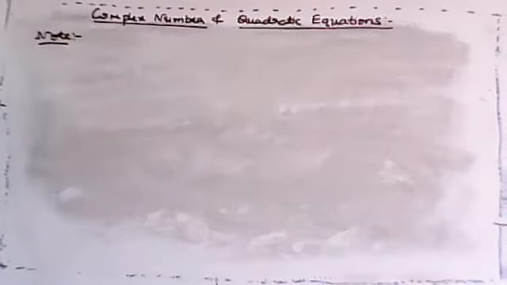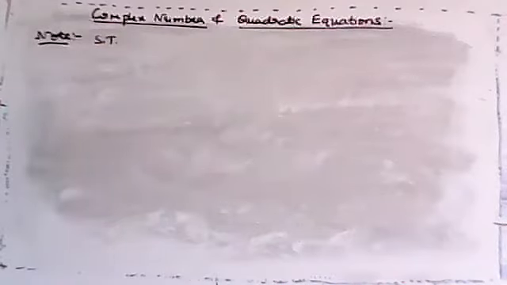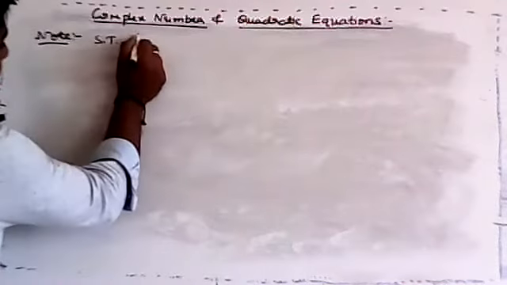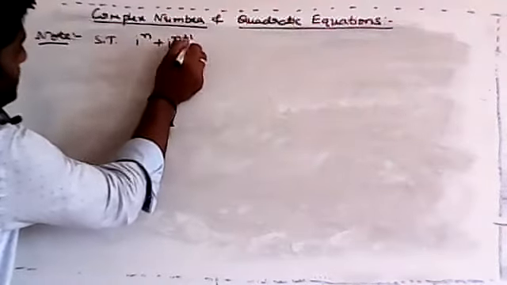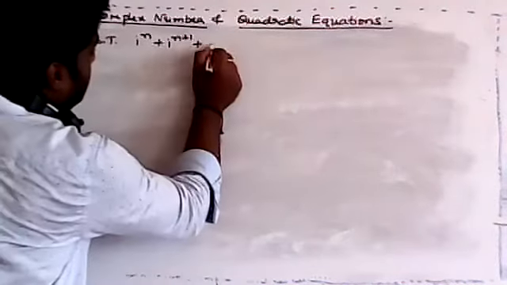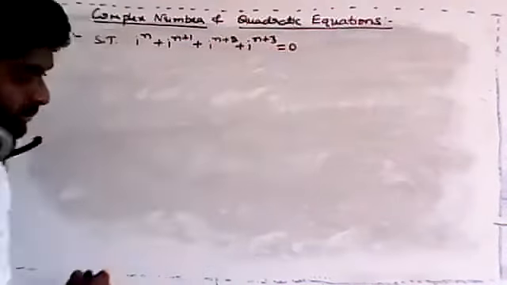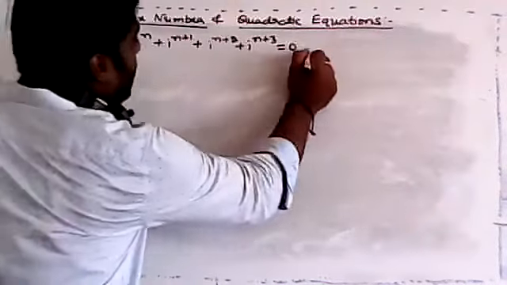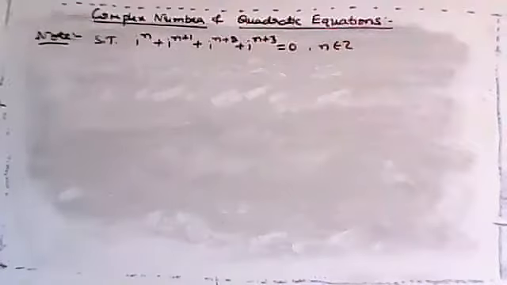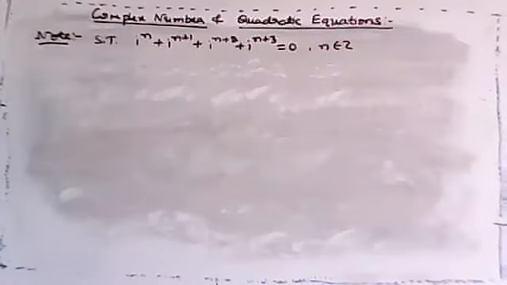They have given here, show that. So in this level, they'll ask the problem like this. Show that i to the power of n plus i to the power of n plus 1 plus i to the power of n plus 2 plus i to the power of n plus 3 is equal to 0, where n belongs to z. So can you tell me how you have to solve this one? We have to show that the answer is 0. Remember that. So how can we solve?